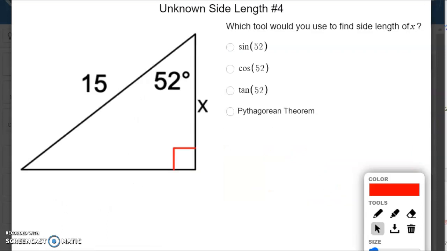Okay, which tool should I use? So I have a right angle, and we have a leg here, that's the hypotenuse. And this side is next to, or adjacent to, the angle that we're given, so this is going to be adjacent. Which trig function deals with adjacent and hypotenuse? That's going to be cosine.